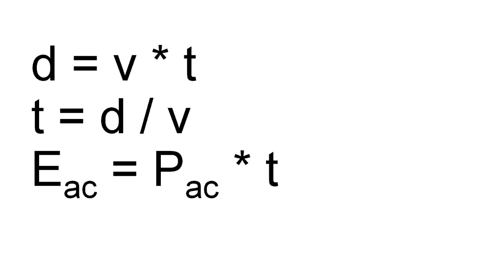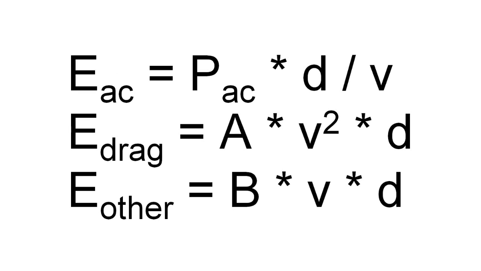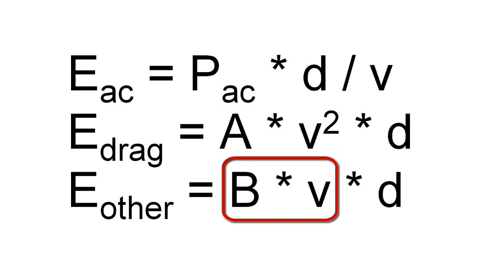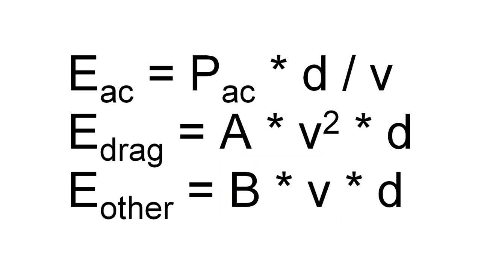And we can replace T with D over V to get this equation. The force of the aerodynamic drag is A times V squared, where A is a constant to be determined. The energy needed due to drag is the force of drag times the distance traveled. There are other forces like rolling friction which go with V, not V squared. We will lump these into one equation, E other equals B times V times D. B is another constant to be determined.